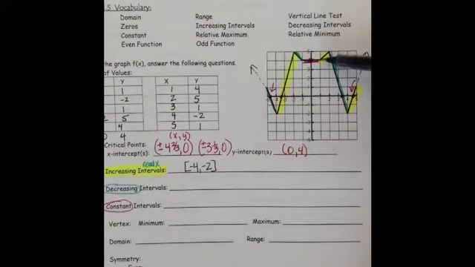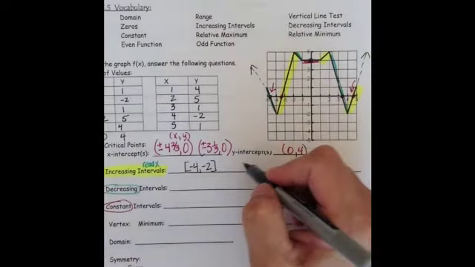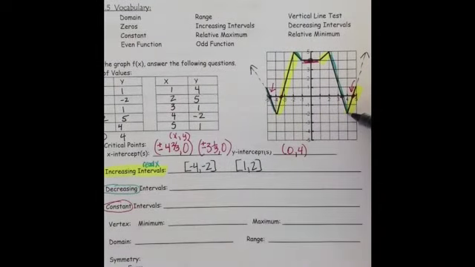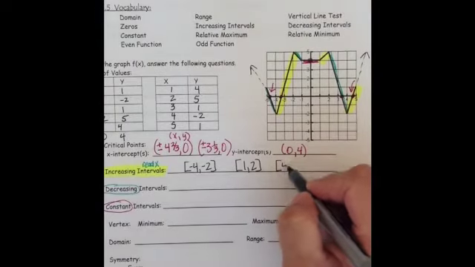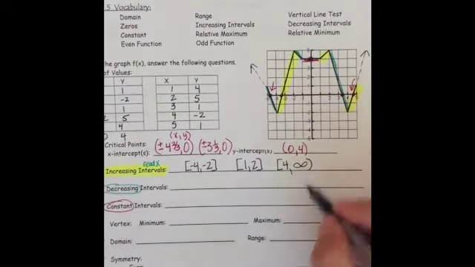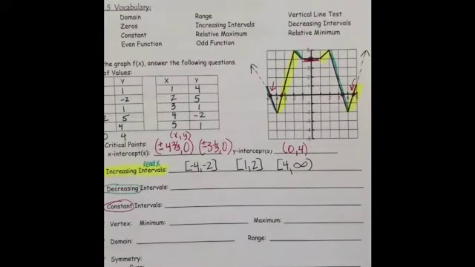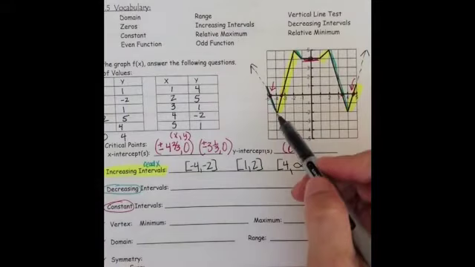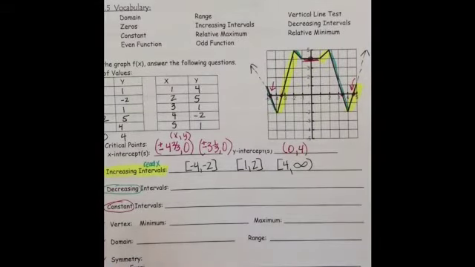Okay, and right here, from 1 to 2, we're increasing. And here, from 4 to infinity, since it goes off the page. Infinity is always parentheses, okay? Now, if I did give you a big open circle, you would use a parentheses. But if it touches this, you're going to use a bracket.